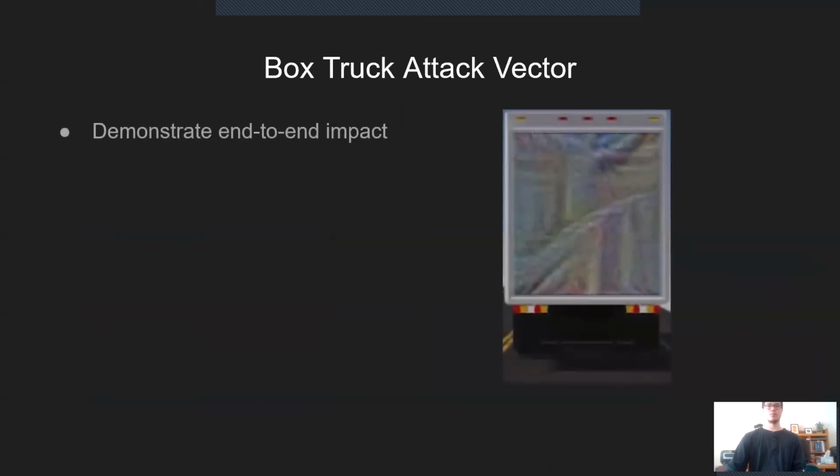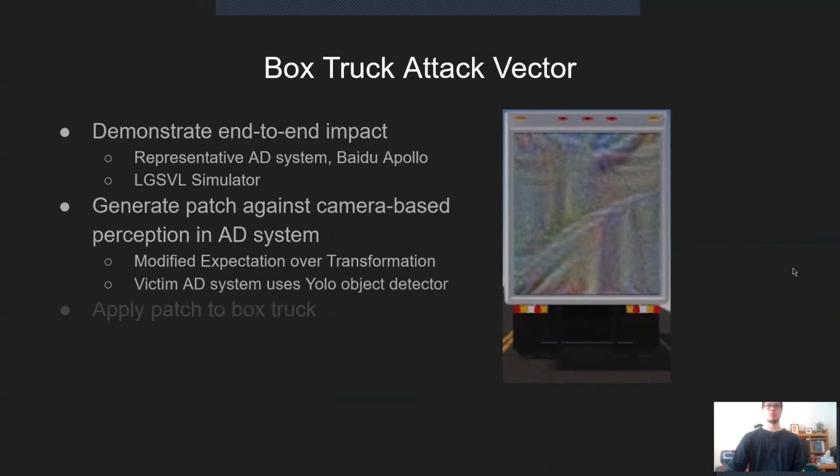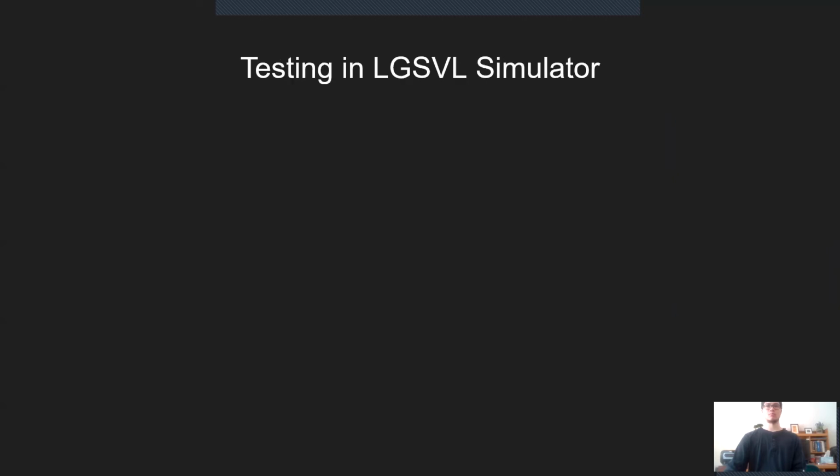Our attack expands upon prior works by demonstrating end-to-end impact against representative AD system Baidu Apollo using a production-grade AD simulator, LGSVL. For our attack plan, we use a modified expectation over transformation to generate a patch against the camera-based perception in the target AD system. In this case, this would be a YOLO object detector. We then apply the patch to the back of a box truck and test using the LGSVL simulator.